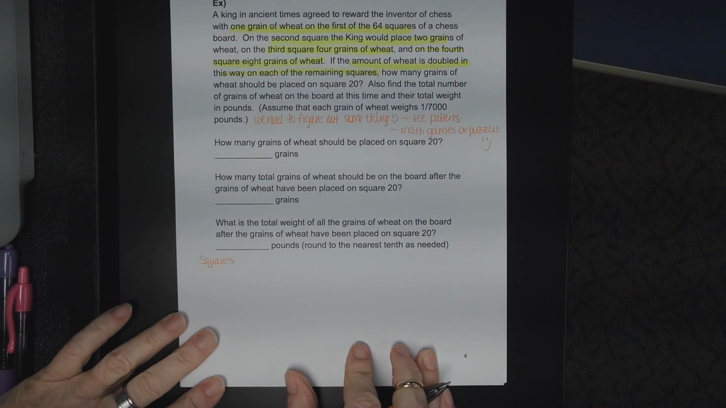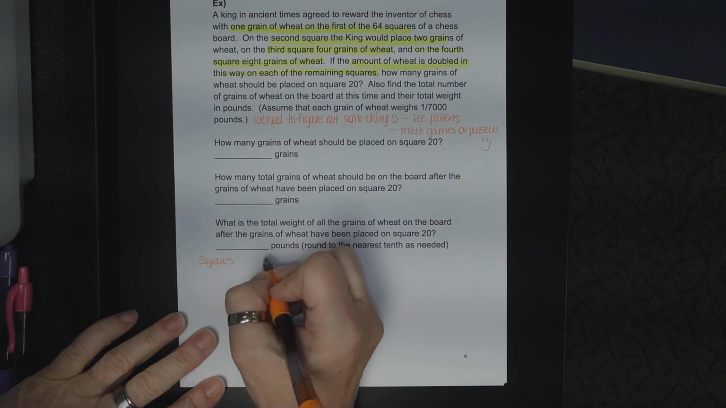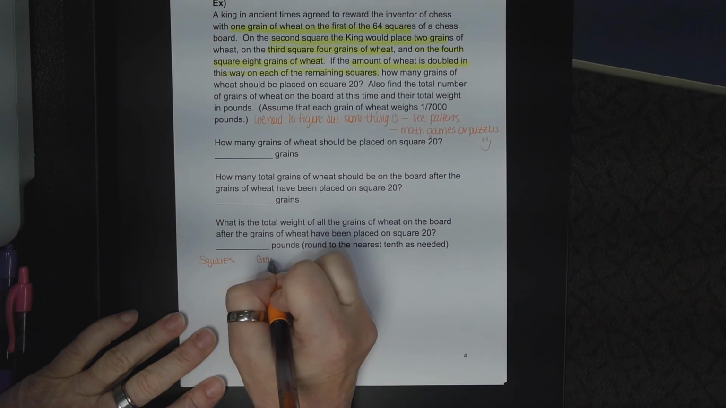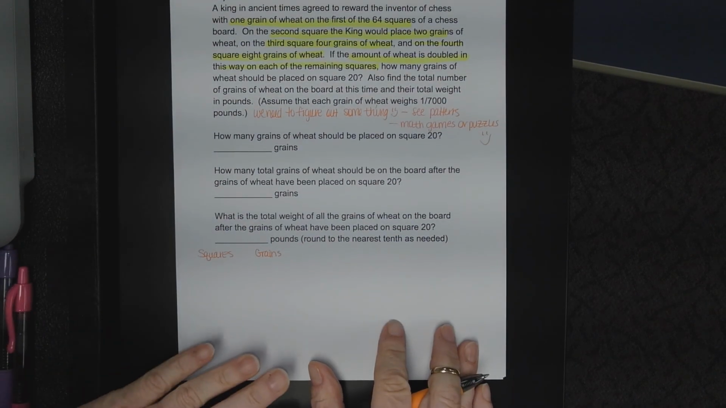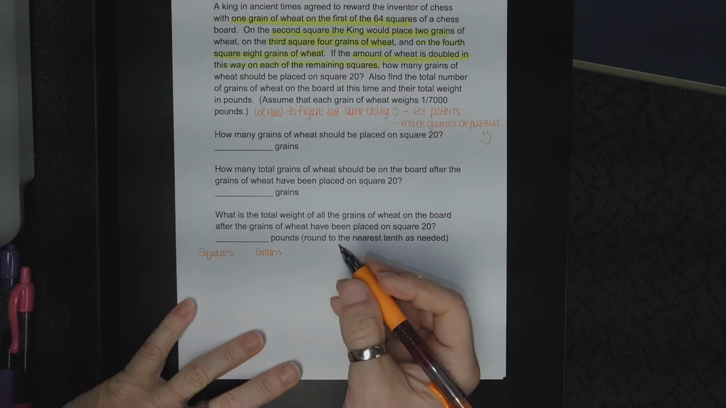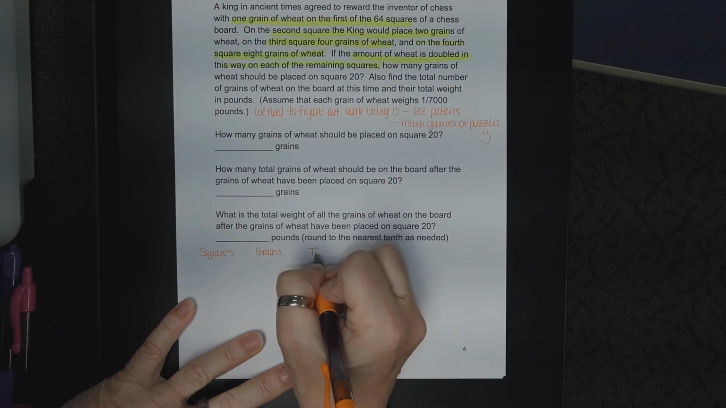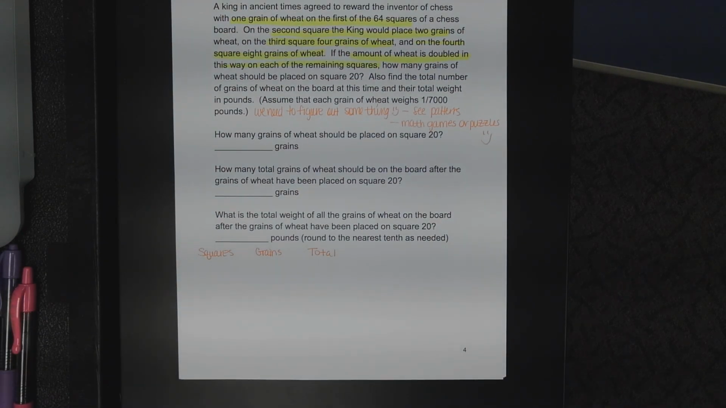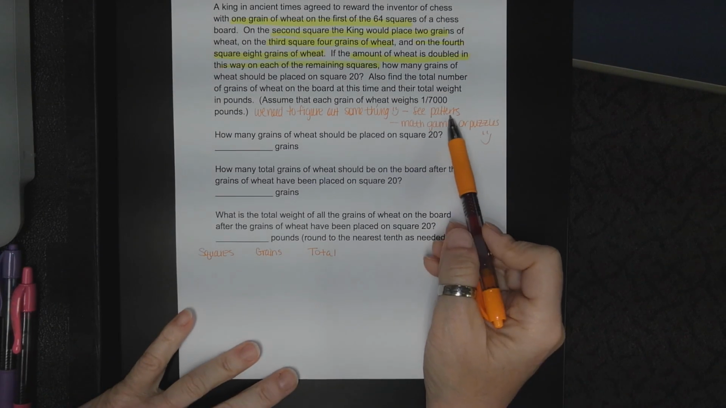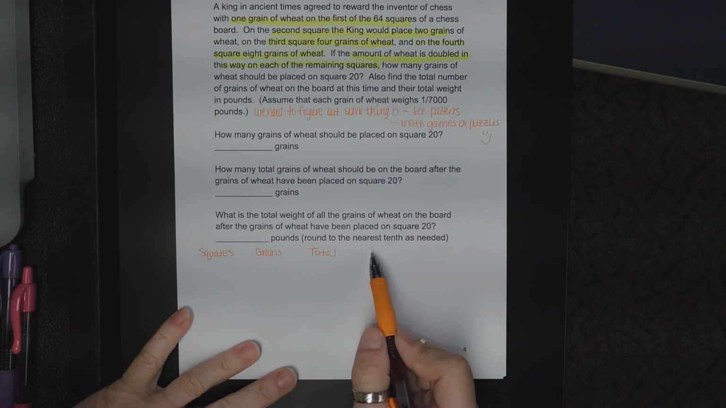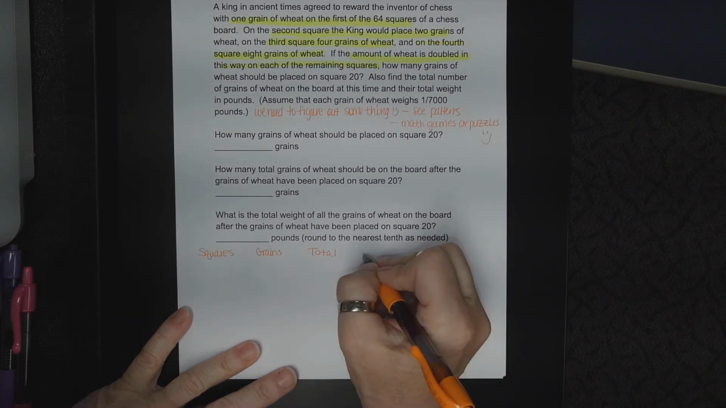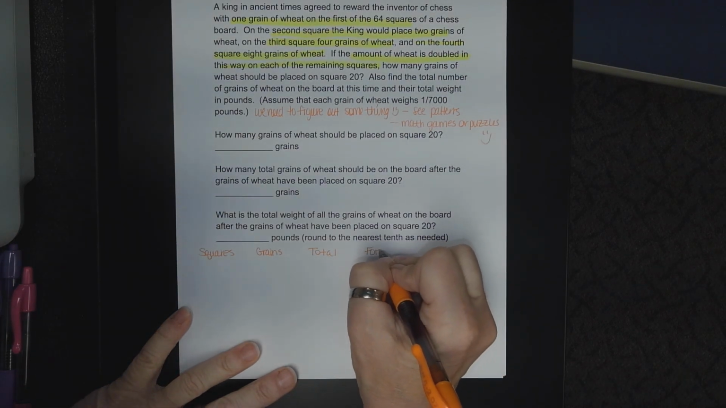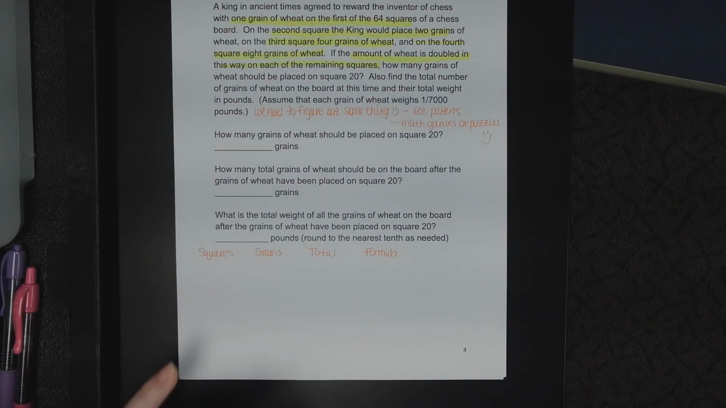And we also have to find grains, right? So let's make a column for grains. And then we also want to know the total. So let's make a column for total. But then, like I said, it's kind of like math puzzles or games. So we want to see a pattern. So let's make a column. All right, you're going to invent your first formula, okay?